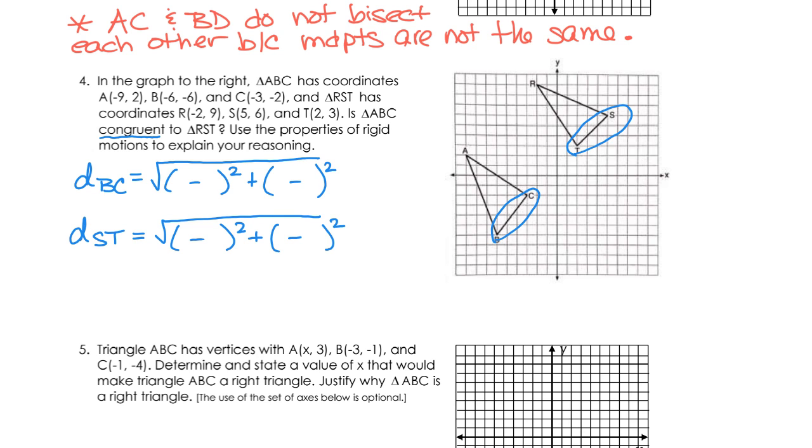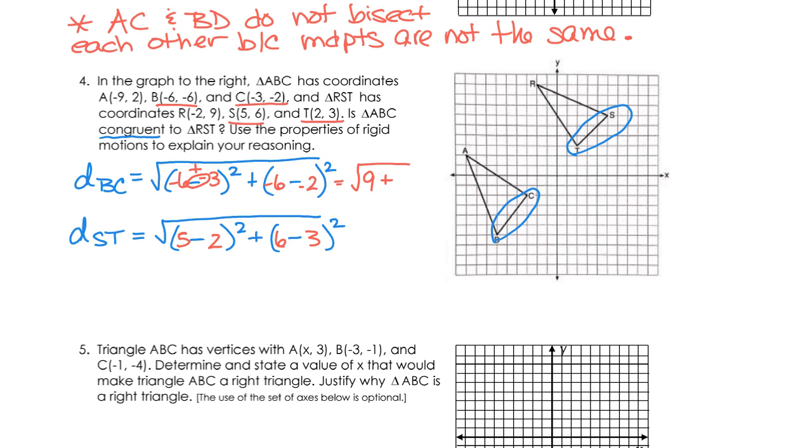Okay. So we'll go ahead and in BC, x is first. And so that would be a -6 and a -3. Y second, so -6 and -2. And in ST, we should have x is first, which is 5 and 2, and then y second, which is 6 and 3. Okay. All right, so let's go ahead and see what we get. This is really -6 plus 3. -6 plus 3 is -3, and -3 squared is +9.